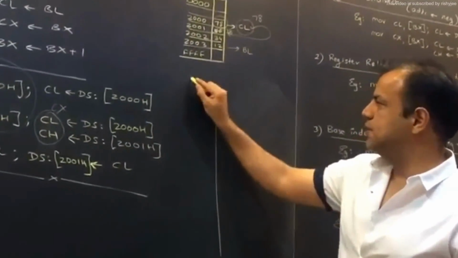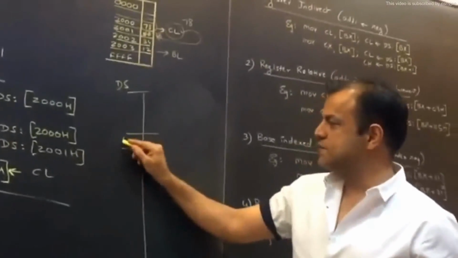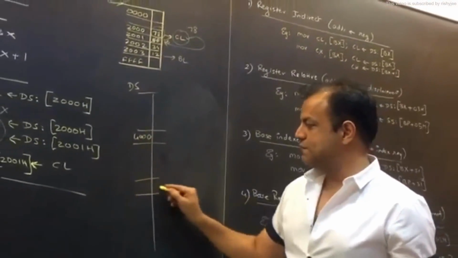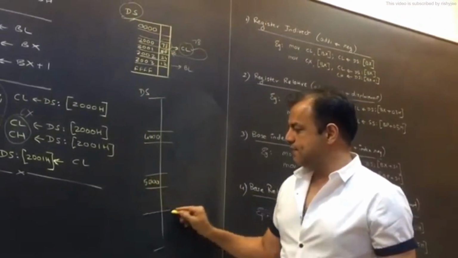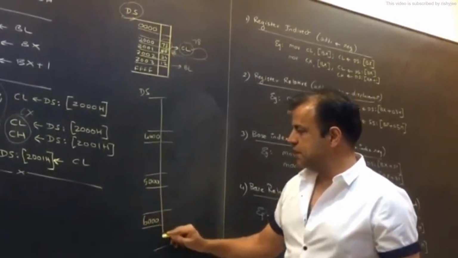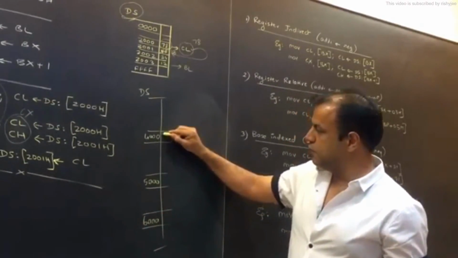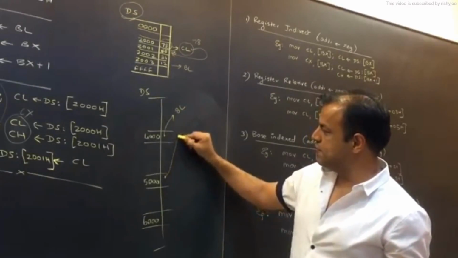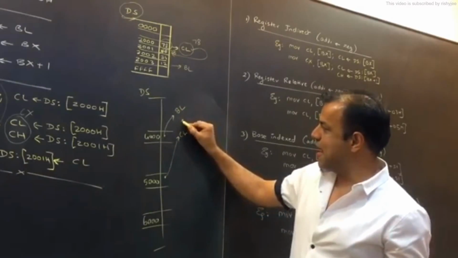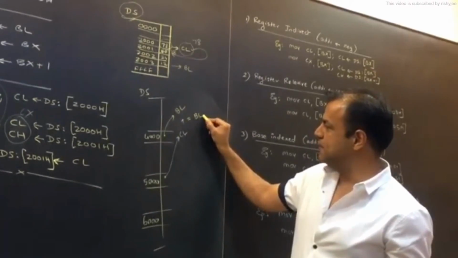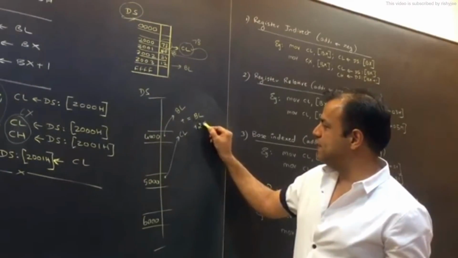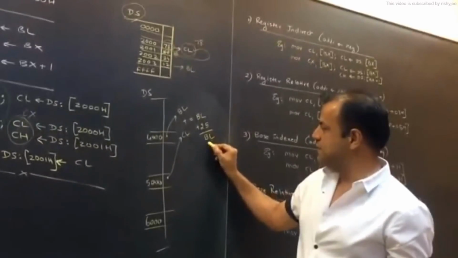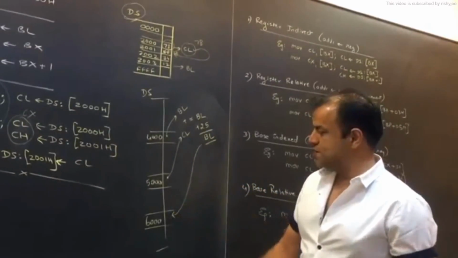This is all data segment. This is location 4000. This is location 5000. And this is location 6000. Come on. Take the data of location 4000 into BL. Take the data of location 5000 into CL. Add the two so that the answer comes in BL. Add the number 25 to it. The answer should still come in BL. Store the result at location 6000.